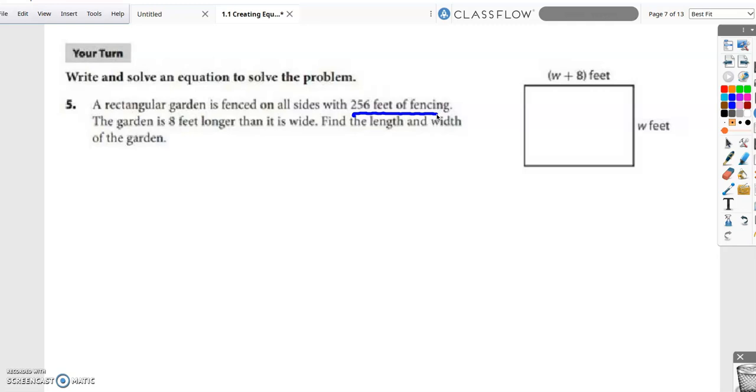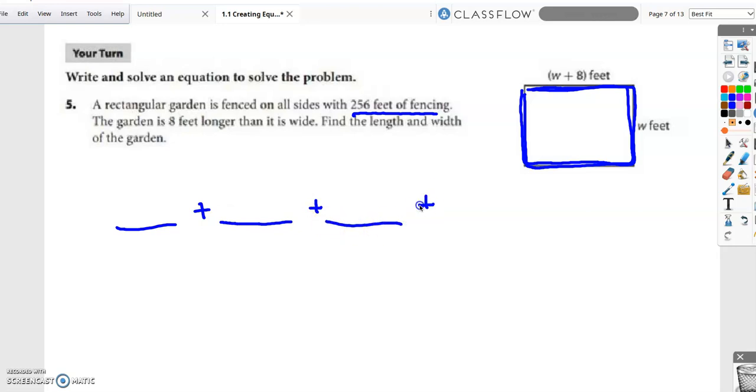Okay, so they give you a little picture here. Remember, the fencing is the perimeter, which is all the way around. So I need to get the length plus the width plus the length plus the width. Okay, so I have 4 of them. And it tells me it's 256 because that's how much fencing I have.